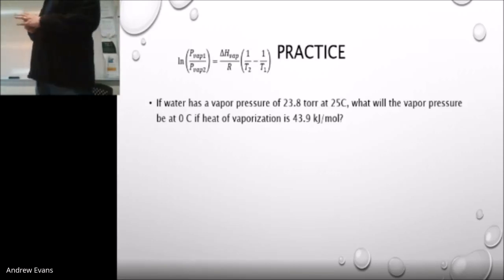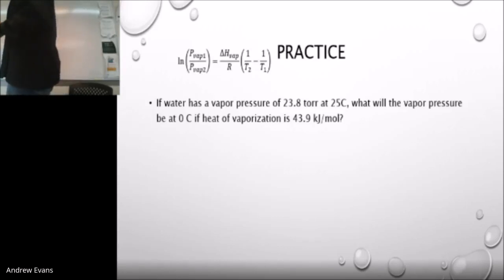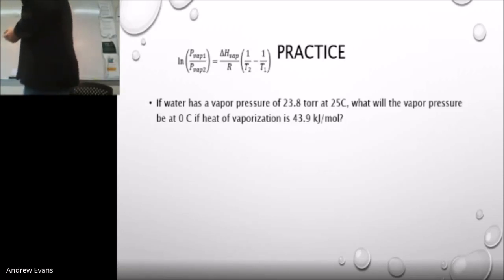We do not know our second pressure, so P2 is going to be unknown. And our temperature, T2, is 0 degrees Celsius, so adding 273 puts us at 273 Kelvin. We are given the enthalpy of vaporization is 43.9 kilojoules per mole, and our ideal gas constant, R, is 8.314 joules per mole Kelvin.